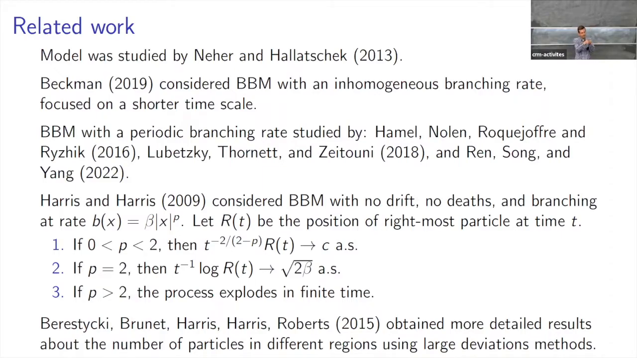One, she was considering a system in which the number of particles is always exactly fixed, which is harder to study. And she was also looking at the process on a shorter time scale than what we're mostly going to consider in this lecture. Some researchers have also considered branching Brownian motion in which the branching rate is a periodic function of the position of the particle.